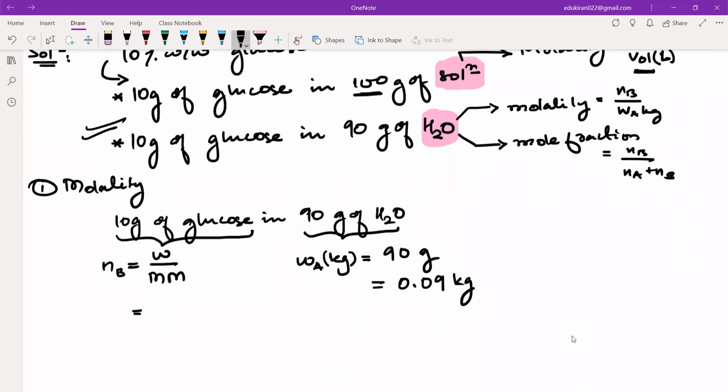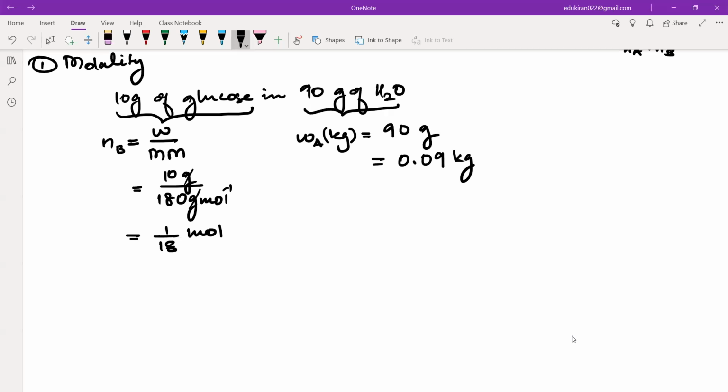10 gram is the given mass of glucose. Molar mass of glucose, please remember it. It is equal to 180 grams per mole. Now grams and grams will cancel out each other. You will get 1 upon 18 moles. So now we can easily calculate molality.